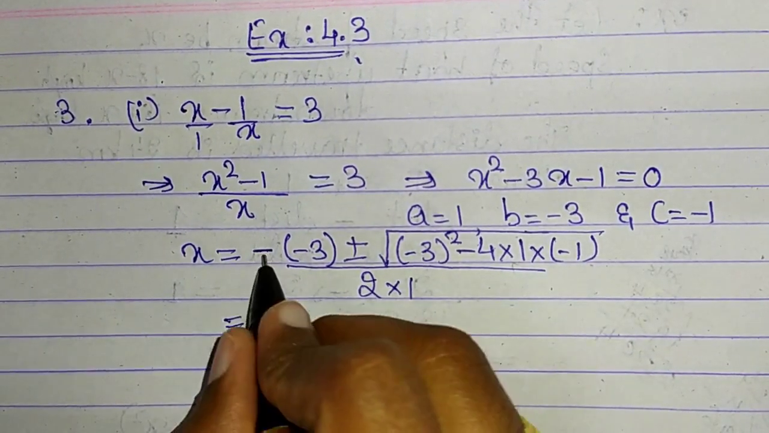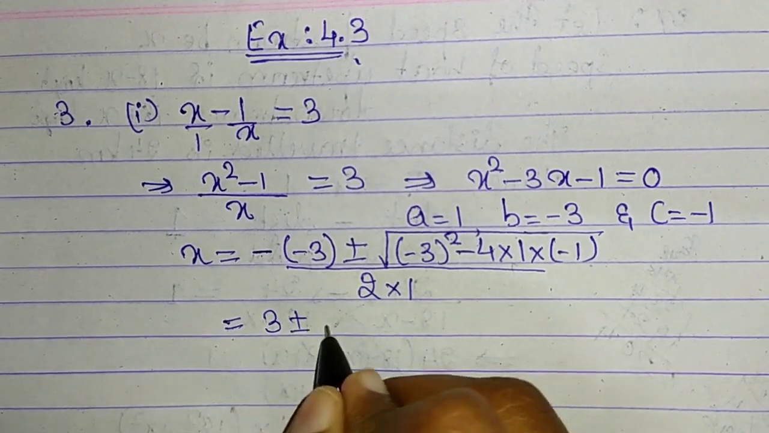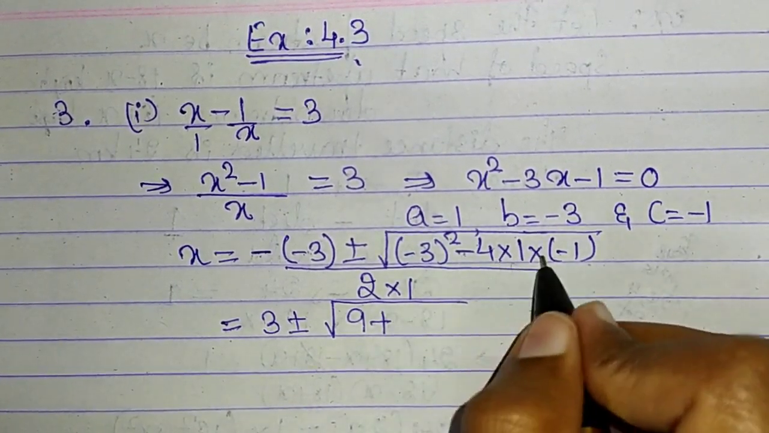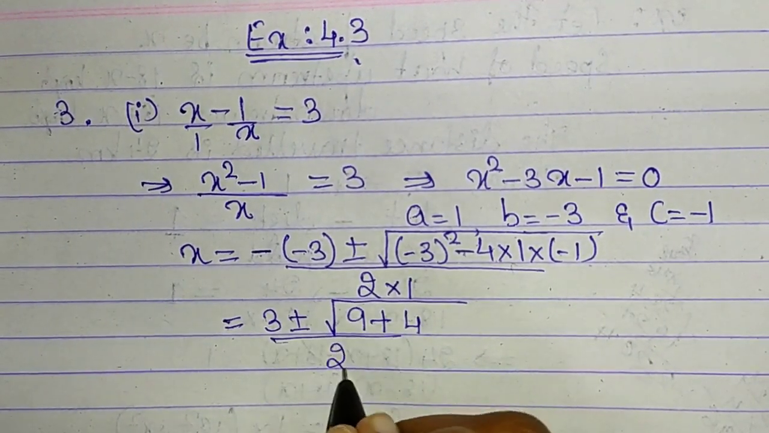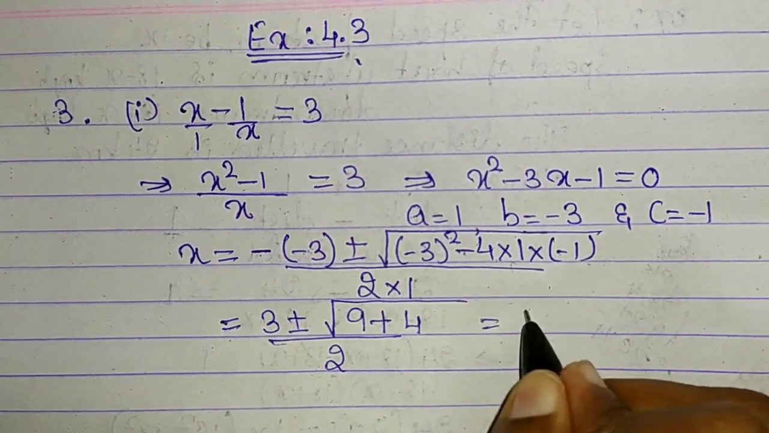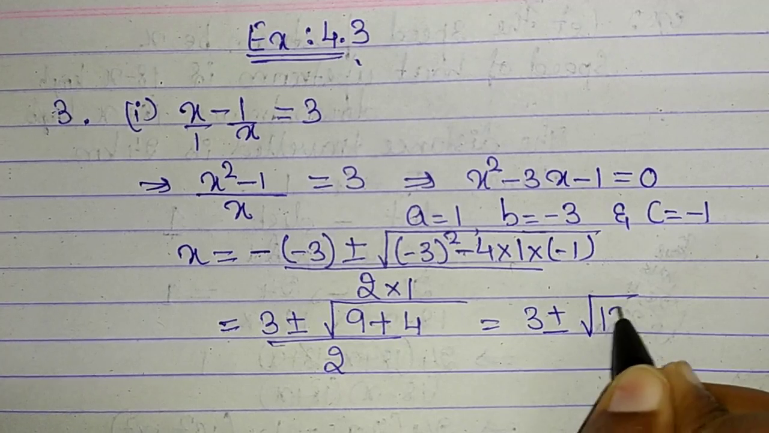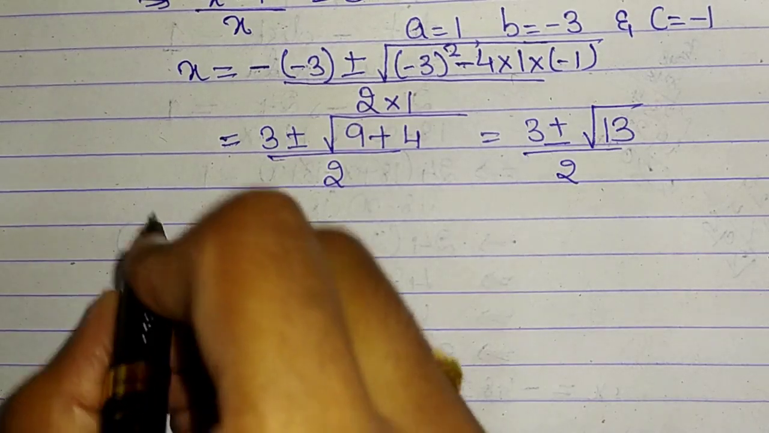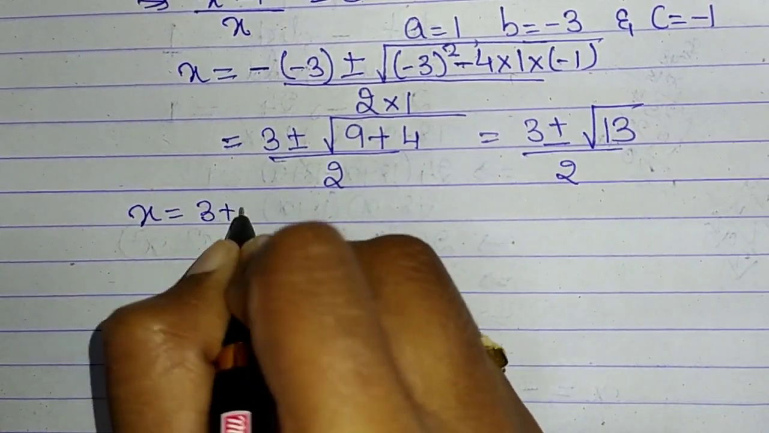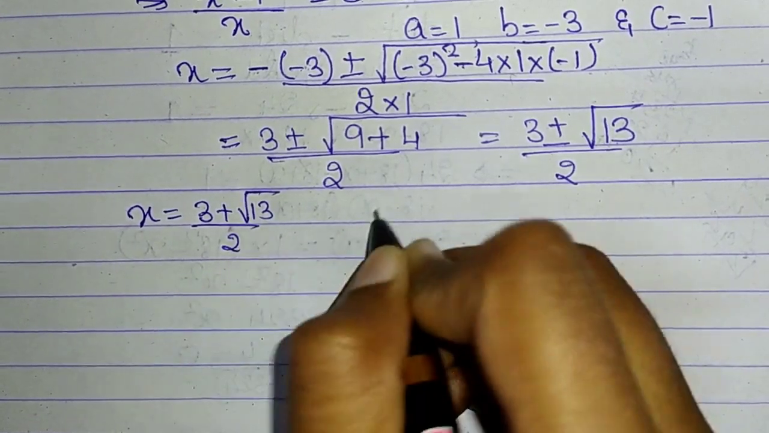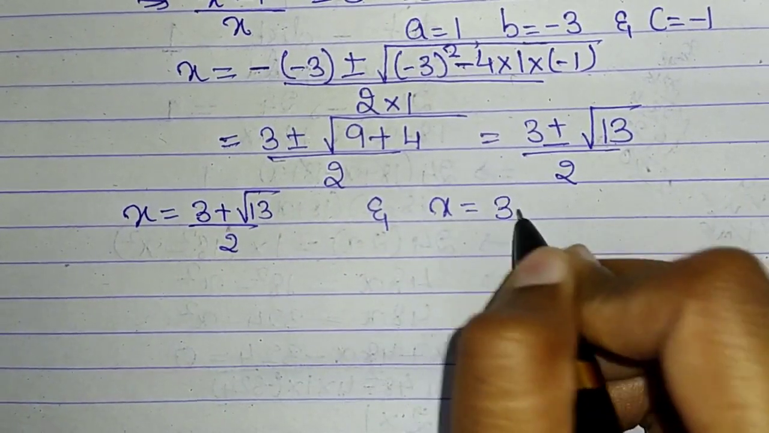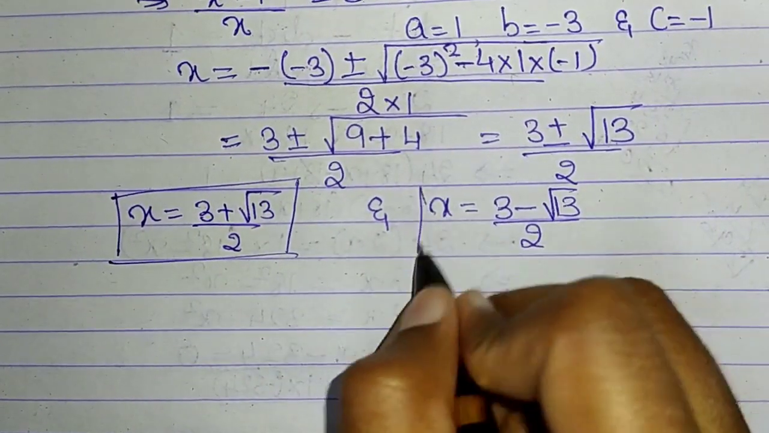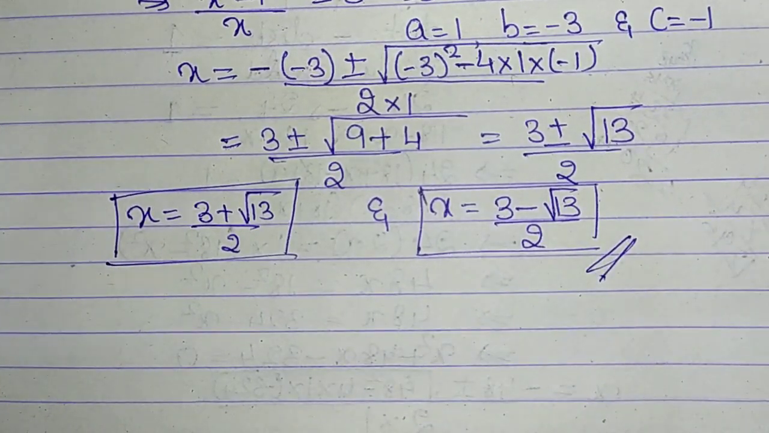So this is equal to minus into minus plus 3 plus or minus under root 9 minus into minus plus 4 into 1 into 1 is 4, divided by 2. So this is equal to 3 plus or minus 9 plus 4 is root 13 by 2. So now splitting up the roots, we get x is equal to 3 plus root 13 by 2 and x is equal to 3 minus root 13 by 2. These are the required solutions for the given question.